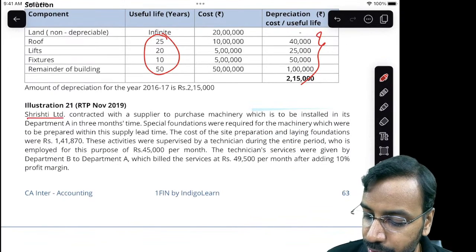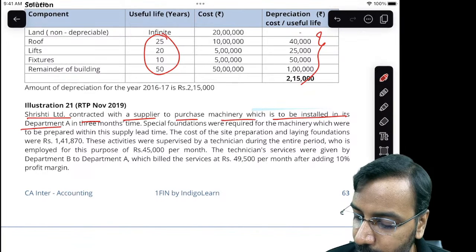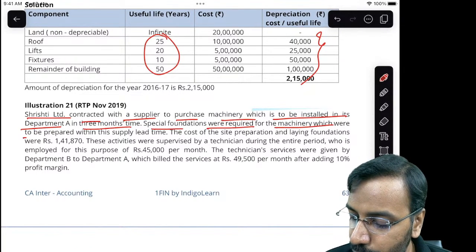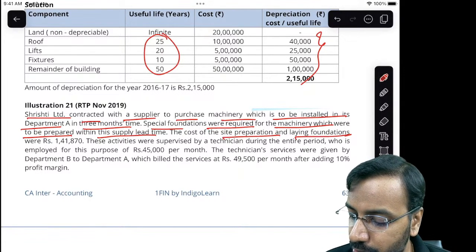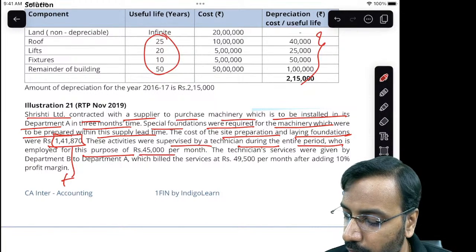This question: Srishti Limited contracted with a supplier to purchase machinery which is to be installed in its department in 3 months' time. Special foundations were required for the machinery which were to be prepared within this supply lead time. The cost of site preparation and laying foundation was 141. This will be added. These activities were supervised by a technician during the entire period who is employed for this purpose, 45,000 per month.